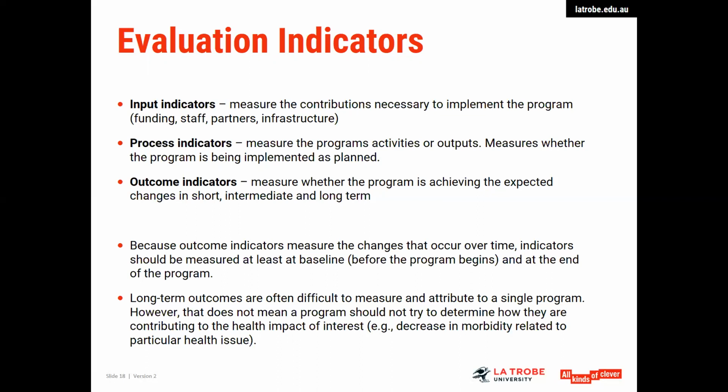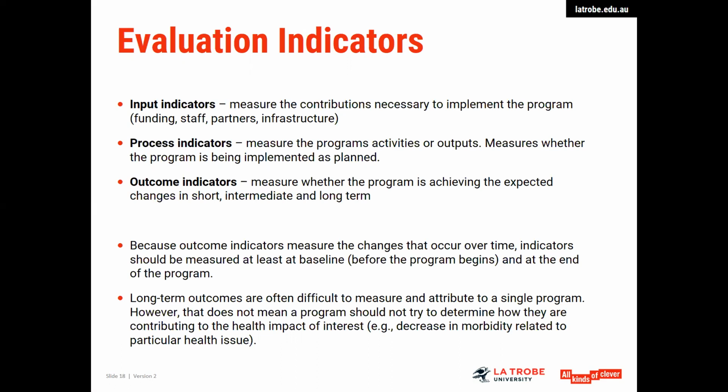Our outcome indicators measure whether the program is achieving the expected changes in the short, intermediate and long term. So in the same way, it's measuring our objectives. So because outcome indicators measure the changes that occur over time, indicators should be measured at least at baseline, so that is before your program begins, and then again at the end of the program, so that pre and post measure.